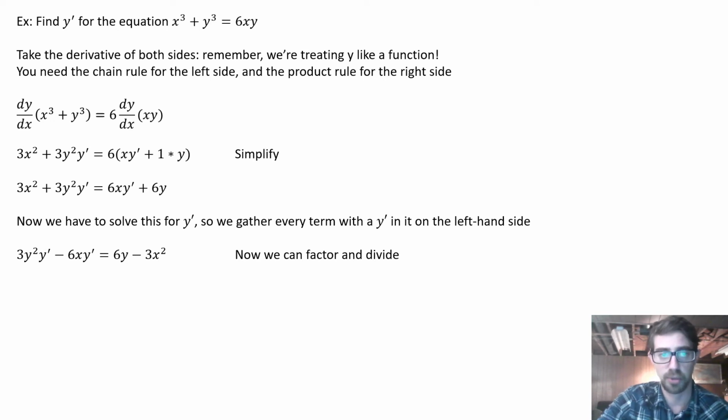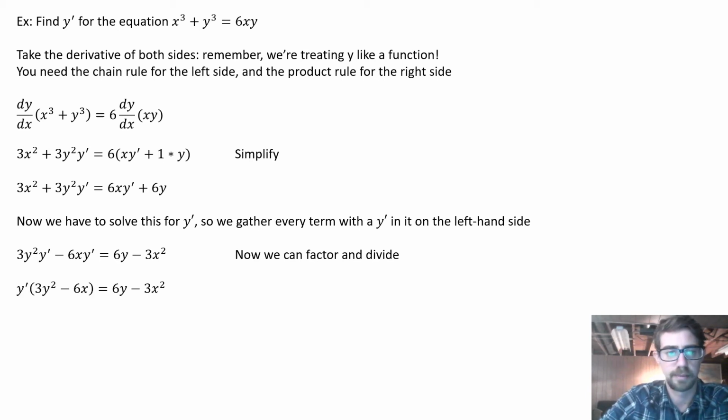So I kind of did two moves at once there. I subtracted 6x y prime from both sides, so now it's on the left. And I also subtracted 3x squared from both sides, so now it's on the right. I hope that's okay. I just did two things at once. And the point of grouping it like that is now I can factor it. Anytime you have more than one term that has a y prime in it, the only way to get it by itself is to factor. The only way to do that is to have it all on one side. When you take the y prime out, you're left with 3y squared minus 6x on the left-hand side. And then we divide both sides by that, and we're done.